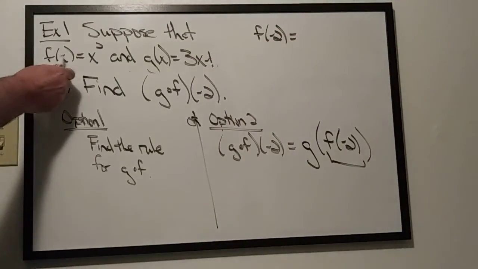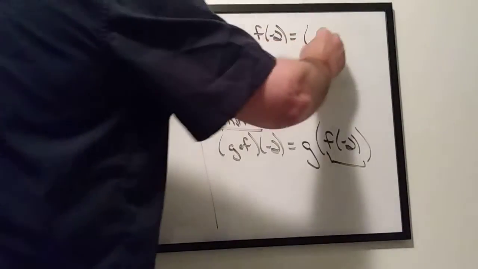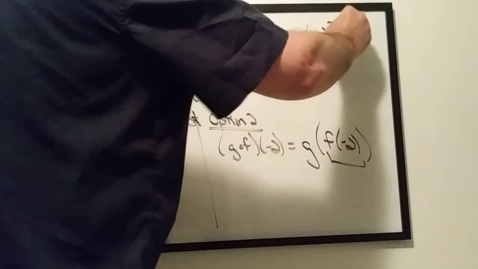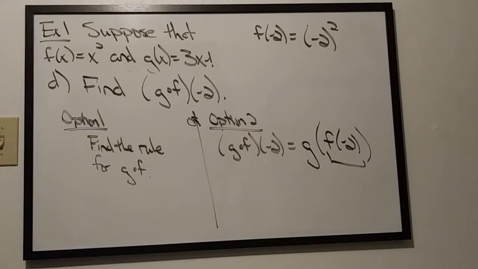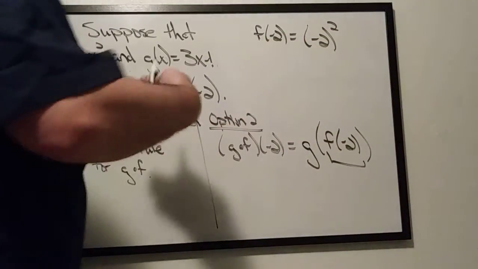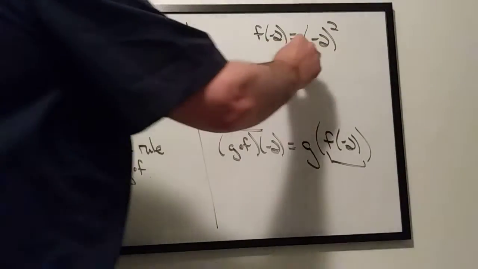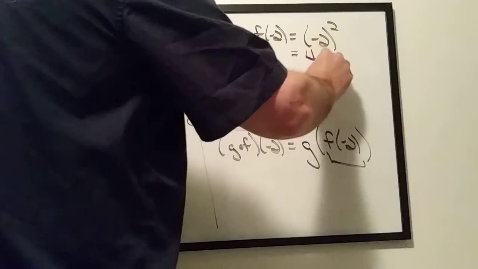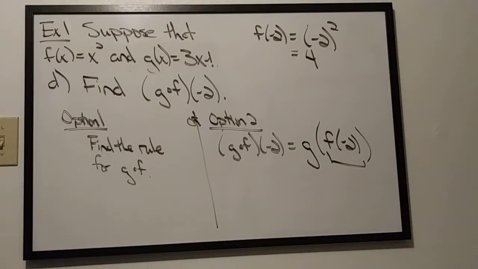F says take any x and square it. Again, be careful with your parentheses. We need to take the entire x value and square it. And the only way we can write that correctly is with some parentheses around the -2. So if I take -2 and square that, that's -2 times another -2. Negative times a negative is going to be a positive. So F of -2 is 4.